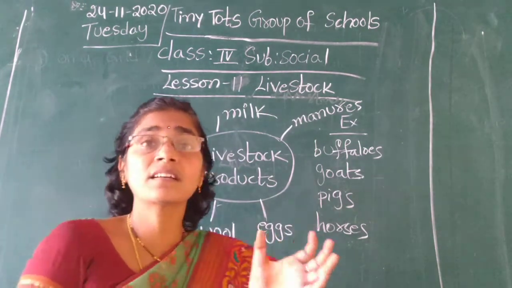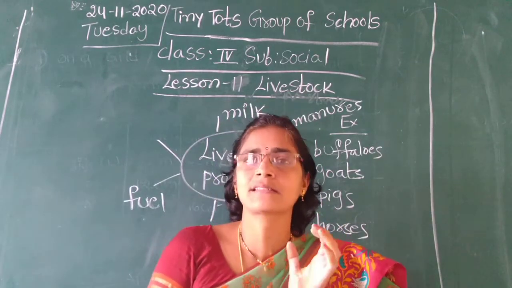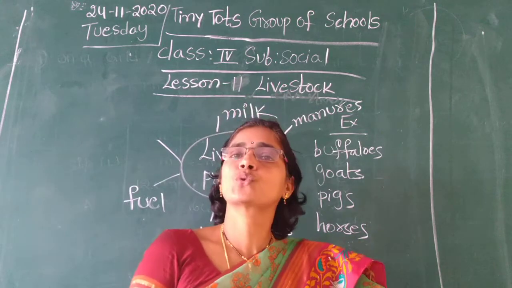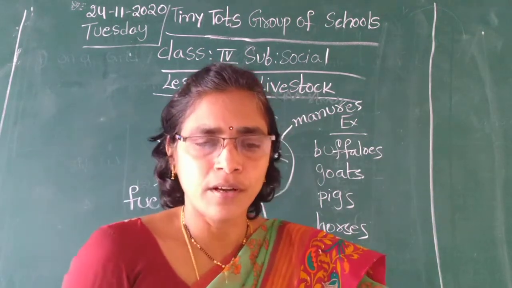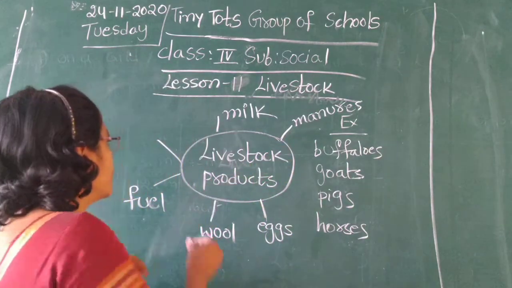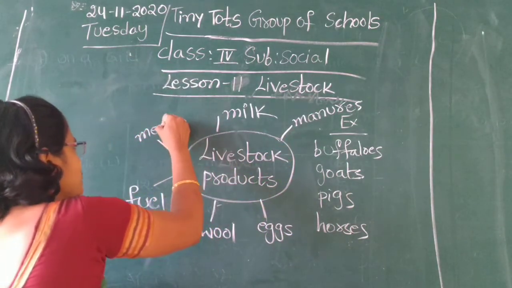Fuel means dung is used to get gas, gobar gas. Gobar gas is used to cook food. Manures means erun. And next one, meat, mamsam.